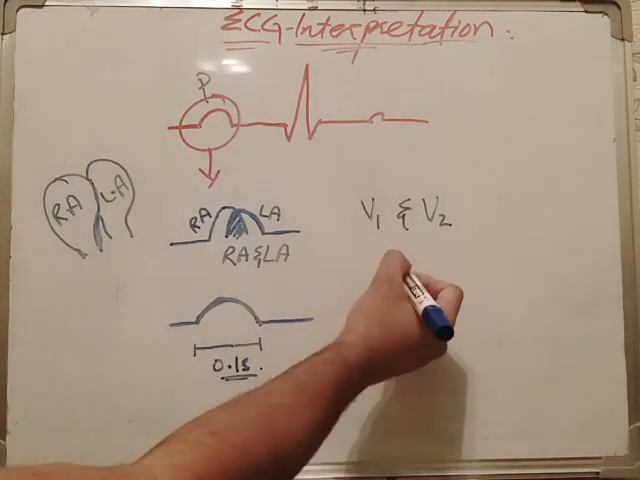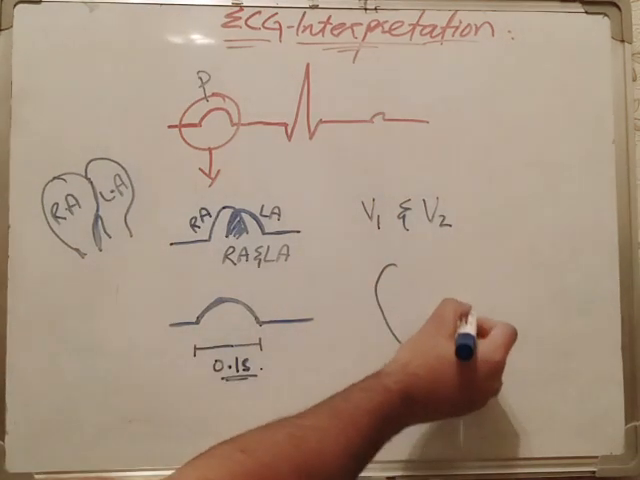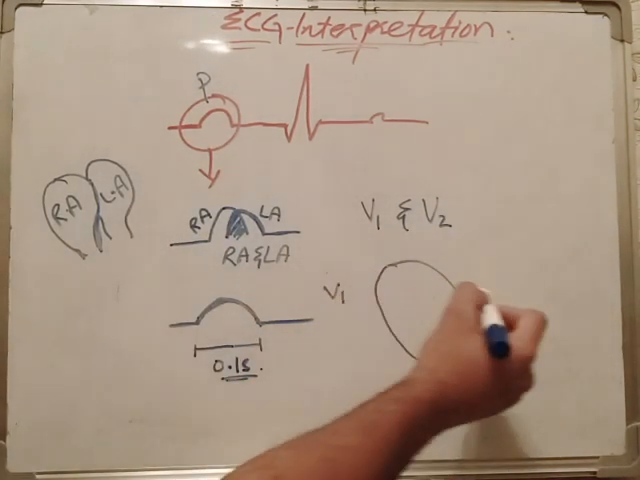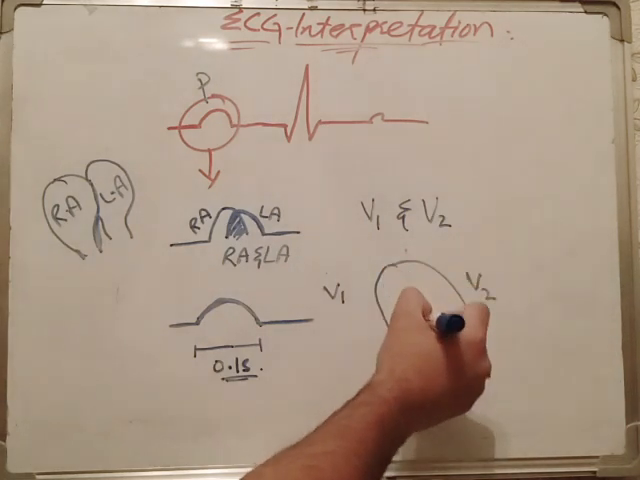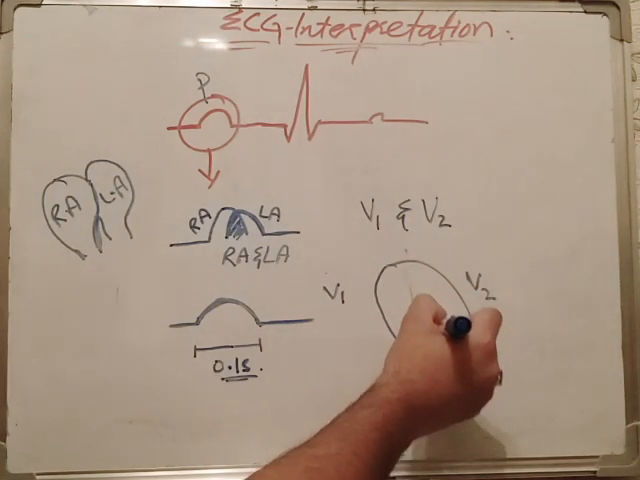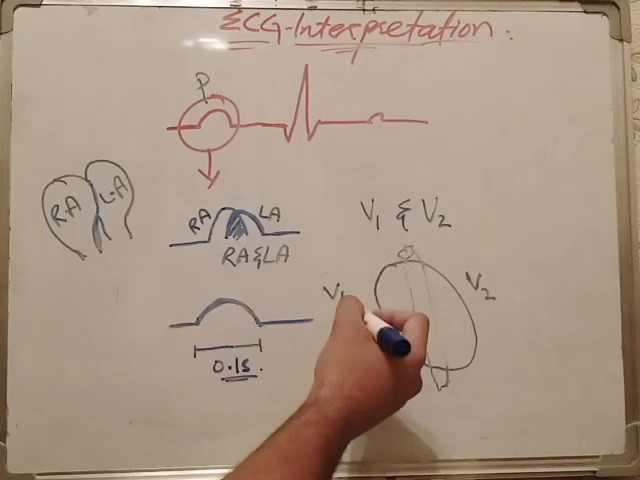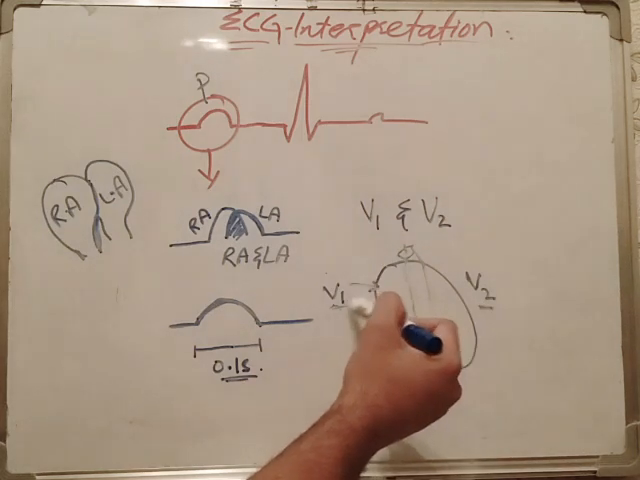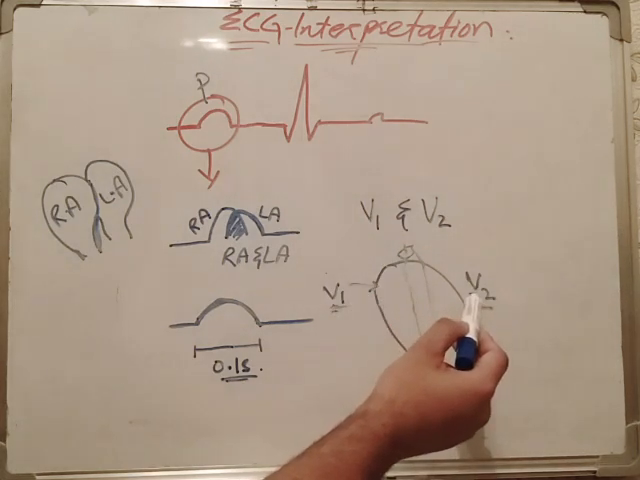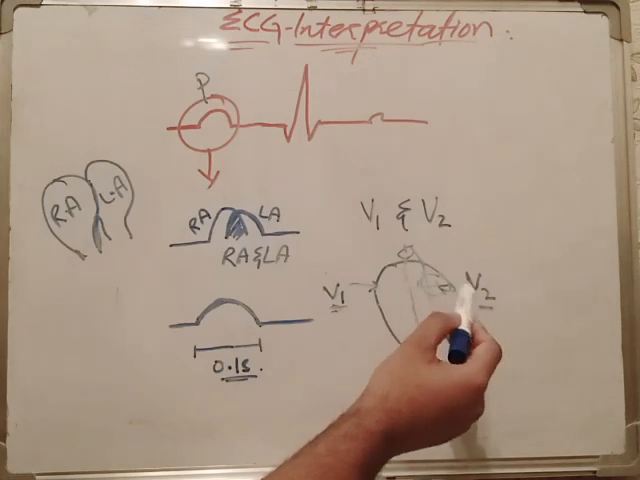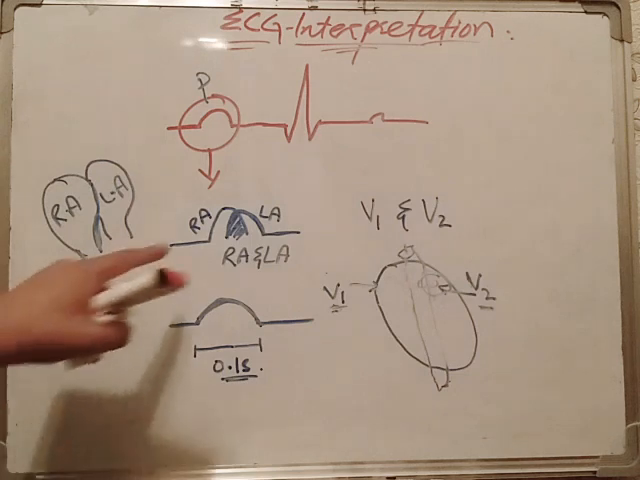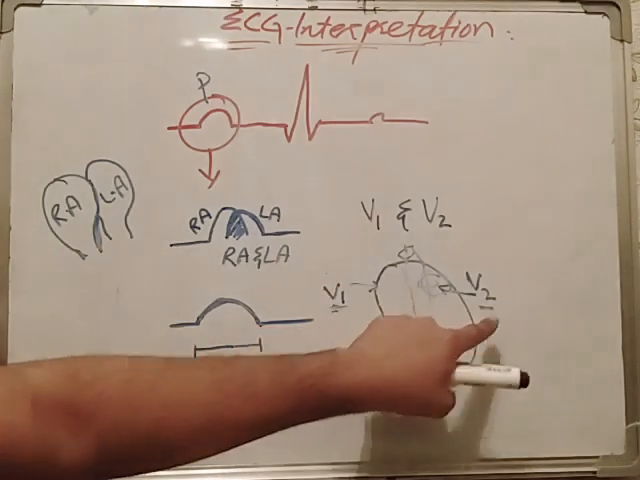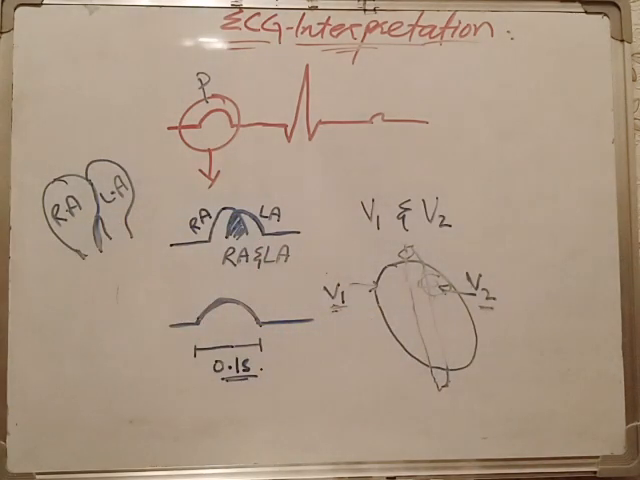These are the chest leads. For example, this is your heart, so we can place V1 and V2 on the side of the sternum. For example, this is your sternum. In the fourth intercostal space, we place V1 and V2. V1 is nearer to the right atrium, V2 is nearer to the left atrium. So both can draw a graphical presentation of the depolarization of right and left atrium. So we prefer leads V1 and V2 for the examination of the P wave.